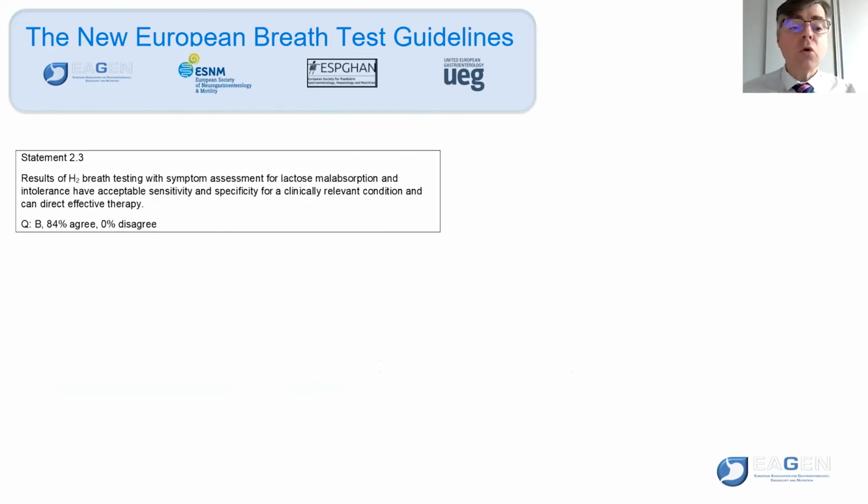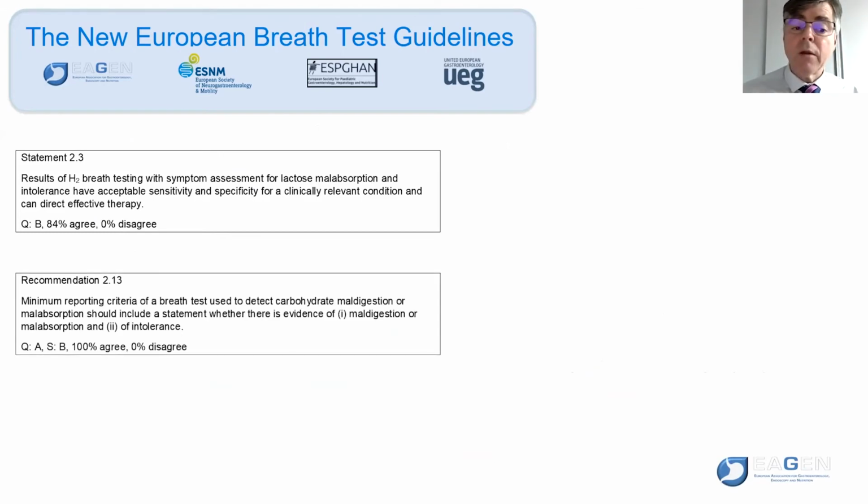I want to show you some of these statements from this breath test guidelines. The results of hydrogen breath testing with symptom assessment for lactose malabsorption and intolerance have acceptable sensitivity and specificity for a clinically relevant condition and can directly affect therapy. And there was 84% agreement on this in the guideline process.